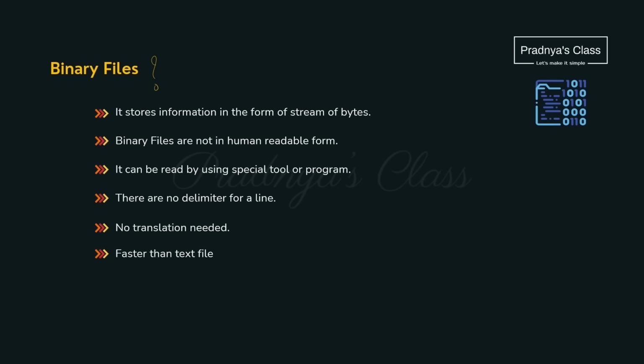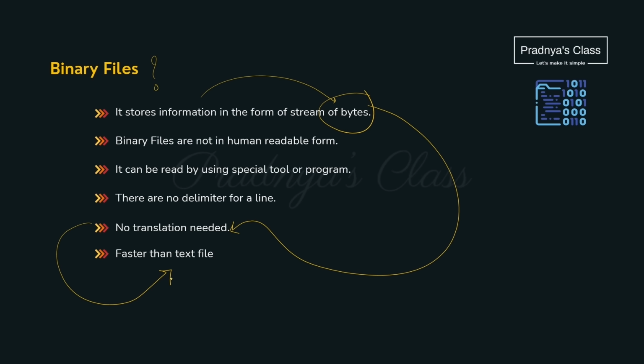What are binary files? Binary files are the data files which store data in the form of bytes. That's why no translation is needed. As there is no need to translate data, it is faster than the text file. It's very difficult for the human to read the bytes. That's why it is not in the human readable form. So we need one special tool to read it.